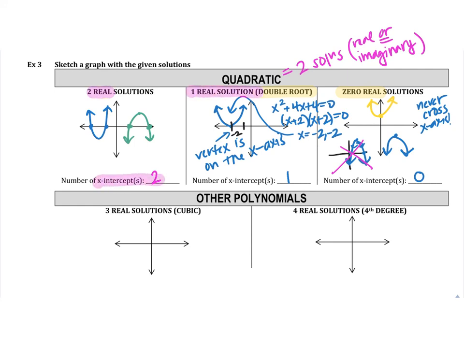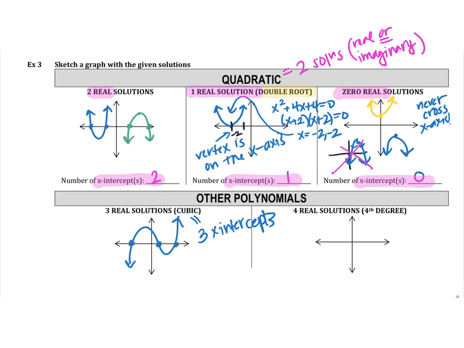Okay, so again, I want you to see the correlation between 2 real solutions means I have 2 x-intercepts. 1 real solution means I have 1 x-intercept. 0 real solutions mean I have 0 x-intercepts. So those words have a direct correlation to each other. And if I talk to you about other types of polynomials, so what if I said graph a cubic with 3 real solutions? That just means we'd have a cubic with 3 x-intercepts. So maybe something like that. So I'd have 1 solution, 2, 3.